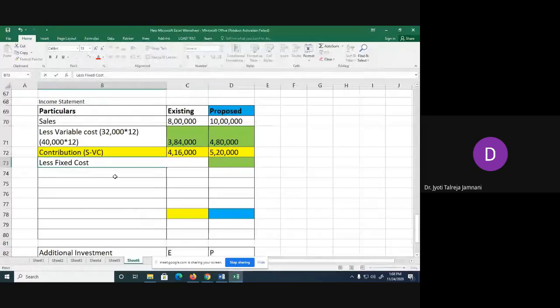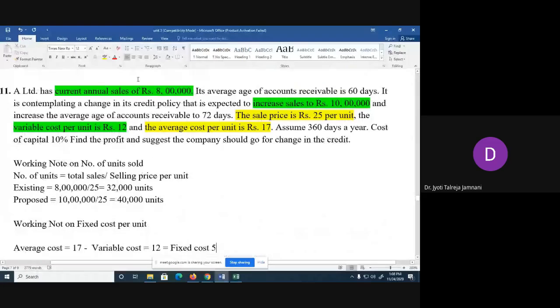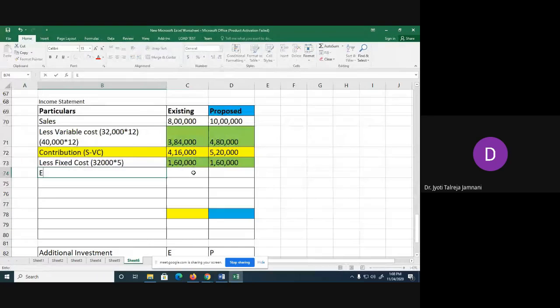And the original sales is 32,000 units. So 32,000 into 5, 1,60,000 you get. Fixed cost remains fixed, so I'm taking the same on both the sides. There's no bad debt ratio or anything that is mentioned in the problem. So no bad debts, and there is no tax rate also given. So we'll just less it and we'll find the earning before tax.